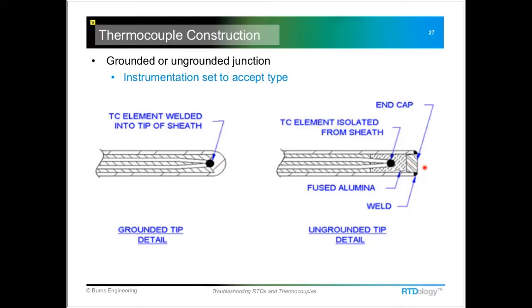And this is done for a couple different reasons. Usually if you need a real fast response, the grounded junction tip is good. If you have a lot of electrical noise in your process, you may want to go with the ungrounded. Some controllers or transmitters require an ungrounded junction, or they have a setting for either grounded or ungrounded junctions.